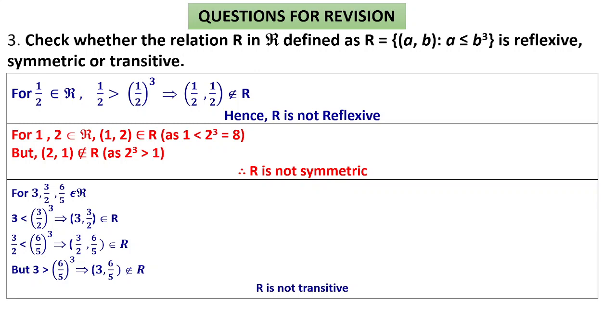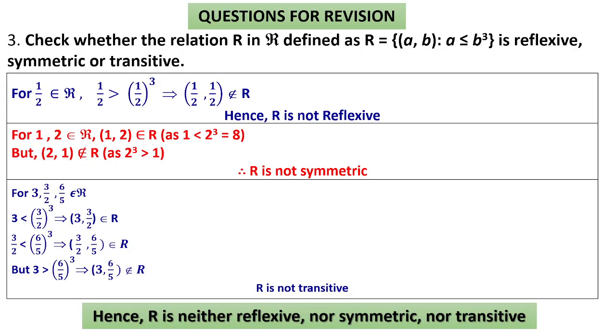Here we are taking 3 examples, which you should be very careful about. 3 by 2, 6 by 5, because if you take some examples it may be transitive, but you have to prove that it is not transitive. 3 by 2, 6 by 5 I am taking. 3 is less than 3 by 2 the whole cube, so (3, 3 by 2) belongs to R. Again 3 by 2 is less than 6 by 5 the whole cube. Therefore 3 by 2 and 6 by 5 are related, but 3 is greater than 6 by 5 the whole cube. All of you know it, because 6 by 5 whole cube is 1 point something the whole cube. Therefore first is related to the second, second is related to the third, but first is not related to the third. Therefore neither reflexive nor symmetric nor transitive.